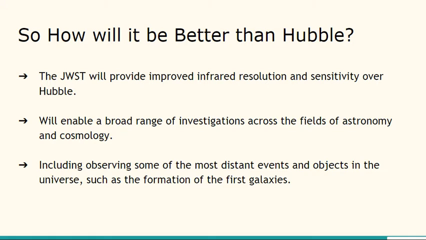So how is it better than Hubble? JWST will provide improved infrared resolution and sensitivity over Hubble. However, Hubble was primarily a UV, optical and near infrared telescope. The advantage will enable us to investigate a broad range of topics in astronomy and cosmology. We will be able to see objects like the first galaxies that were formed at the very edge of our observable universe. So let's talk about its features.